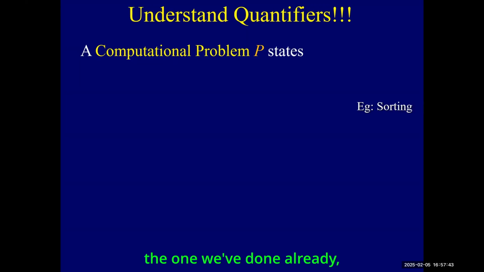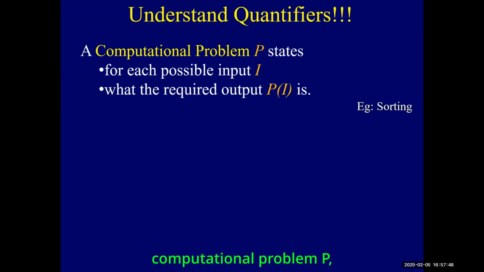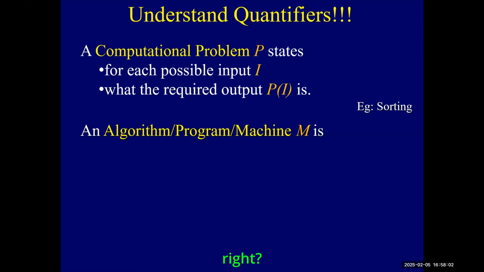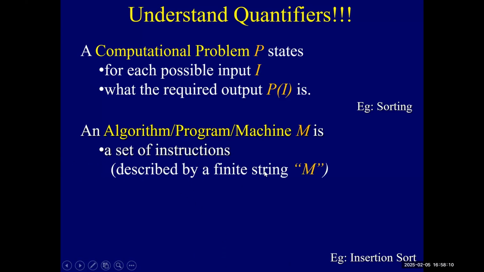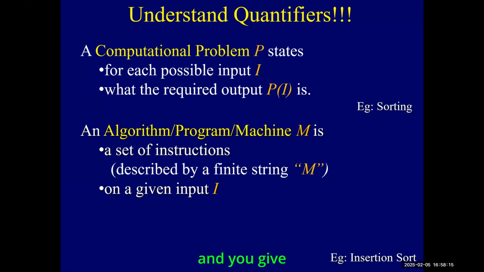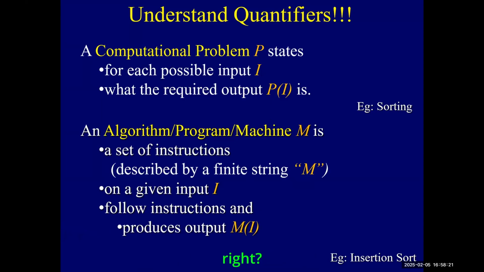All right, so this is the one we've done already, right? We're saying computational problem P, what does it do? For every input, we know what the required output is, right? So the problem, sorting, says you give me a bunch of numbers and the output is them sorted, right? What is an algorithm? It's a machine, like insertion sort is an algorithm, right? You give me a machine and you give me an input and I can run the machine on the input, right?